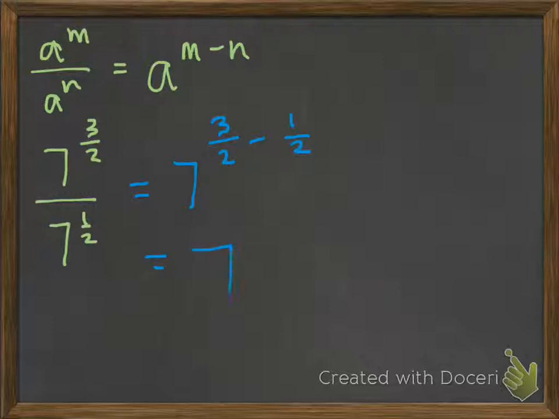So I keep my base of 7. And when I subtract my fractions, 3 minus 1 is 2, and I keep the bottom of 2. And 2 divided by 2 is 1, so that means it's 7 to the 1st power. So my final answer is 7.